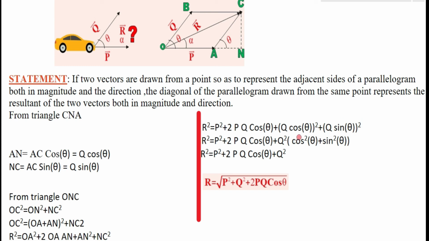Now in these two terms, I'll take Q square common. Then I'll get R square is equal to P square plus 2PQ cos theta plus Q square into cos square theta plus sin square theta. We already know that cos square theta plus sin square theta is equal to 1. So I'll get R square is equal to P square plus 2PQ cos theta plus Q square. Now if this square goes here, you'll get R is equal to root of P square plus Q square plus 2PQ cos theta, which is the expression for the magnitude of the resultant vector of these two vectors P bar and Q bar.